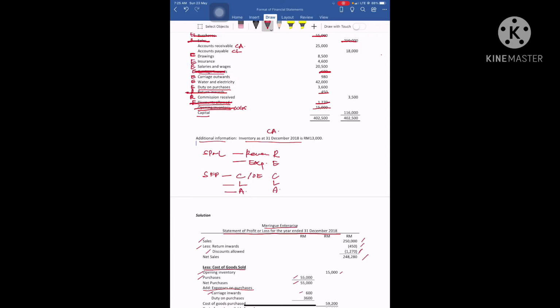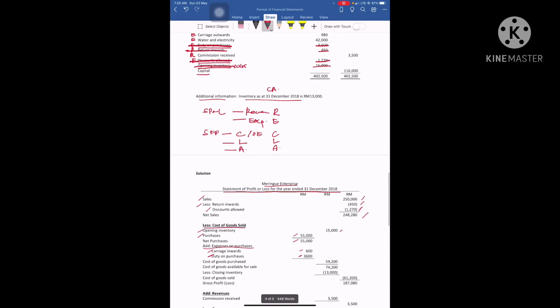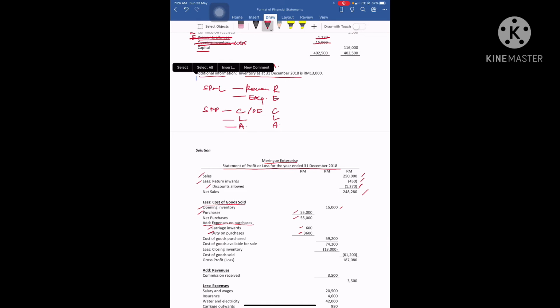What else will increase our purchases? Alright, the other one is duty on purchases of 3,600. So we add on our duty on purchases 3,600. Is there any other thing that will increase our purchases? No, only these two, carriage inward and duty on purchases. Right, now we have to calculate our cost of good purchase. So we take our 55,000, our net purchase, and then we add 600 and add the 3,600. So cost of good purchase is 59,200.